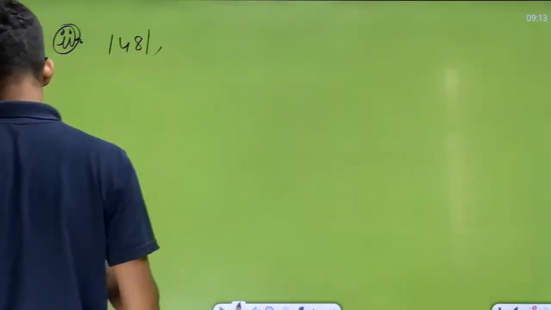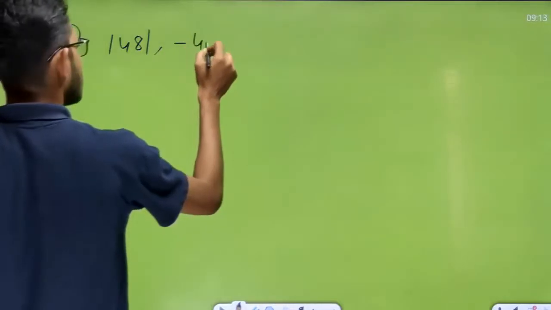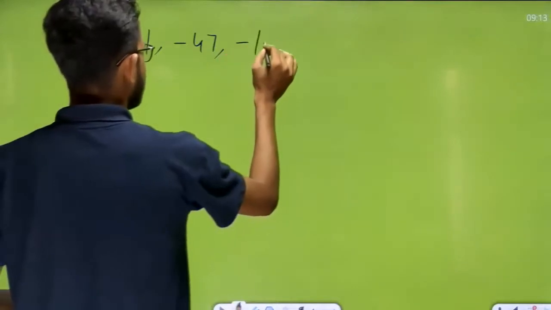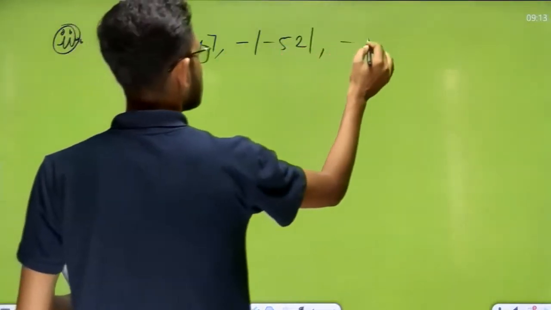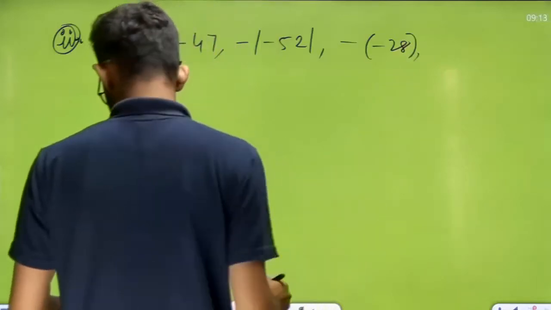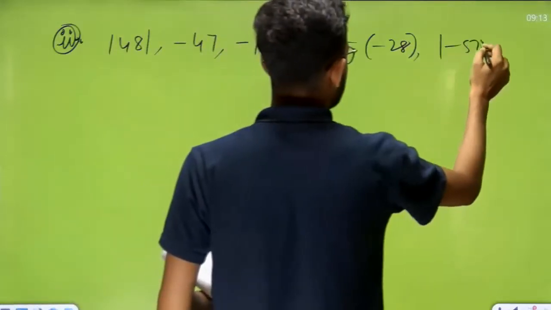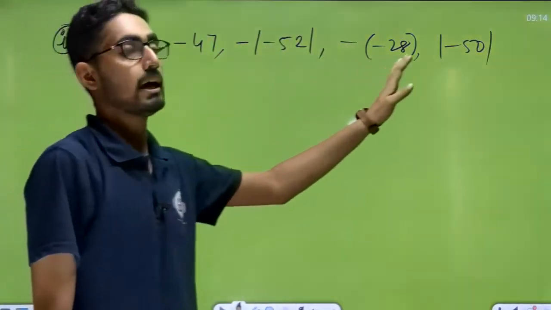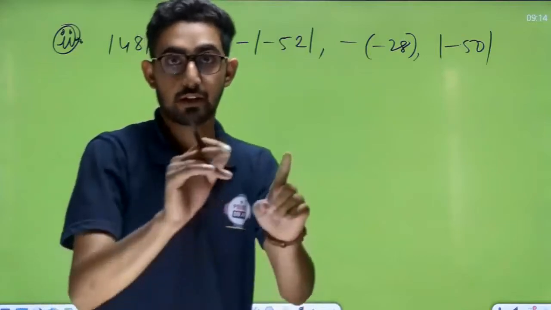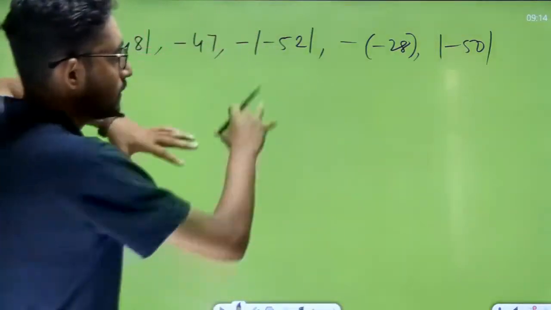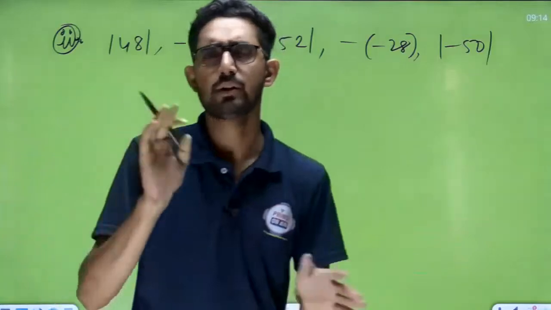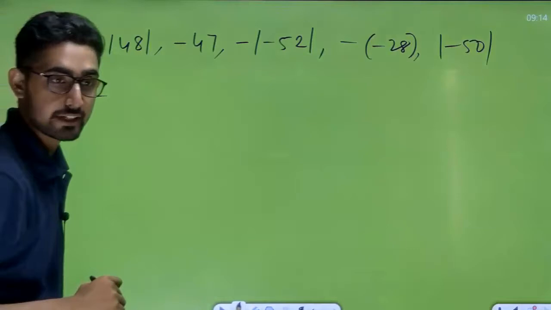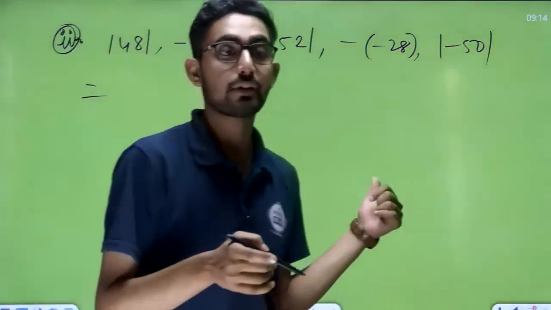Mod 48, minus 47, minus 52, minus of minus 28, mod minus 50. These are the questions and we have to solve them further first of all. What do we have to do first? We have to solve whatever minus is there. We have to first make it plus, whatever thing is there. How, see? What is the absolute value of 48? How many students? What is the absolute value of 48?